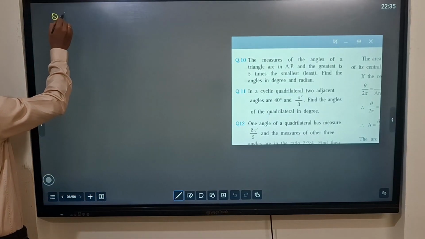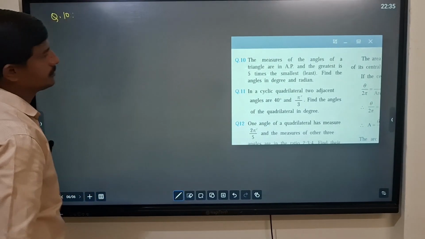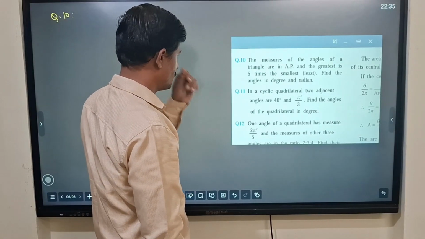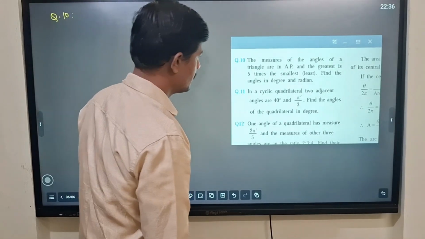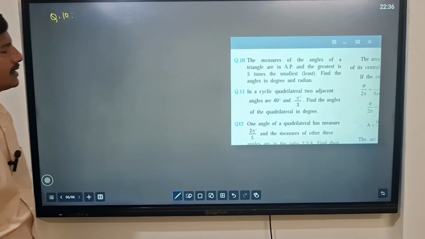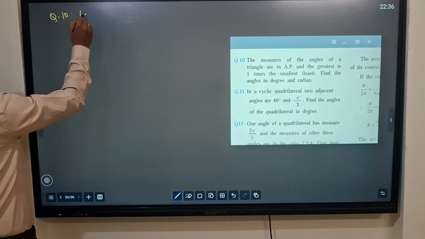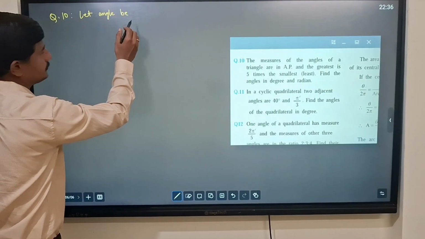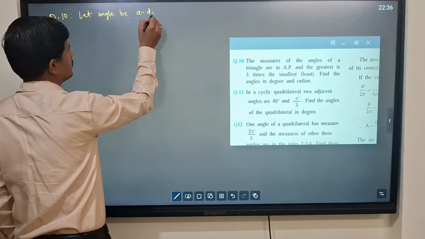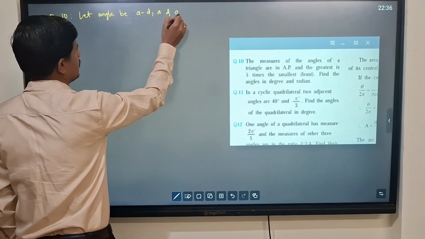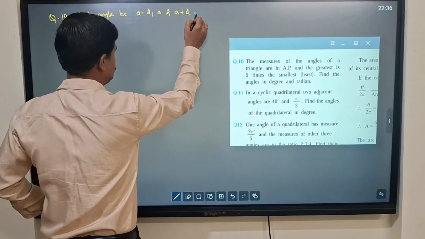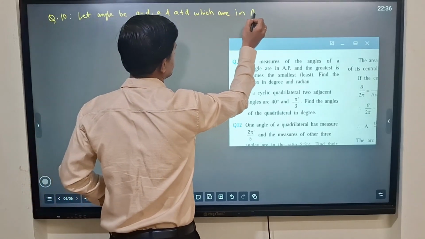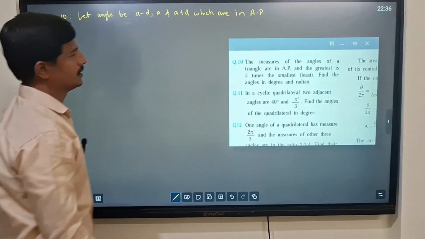Question number 10. The measures of the angles of a triangle are in AP and the greatest is 5 times the smallest. Find the angles in degree and radian. Let the angles be A minus D, A and A plus D, which are in AP. Okay.